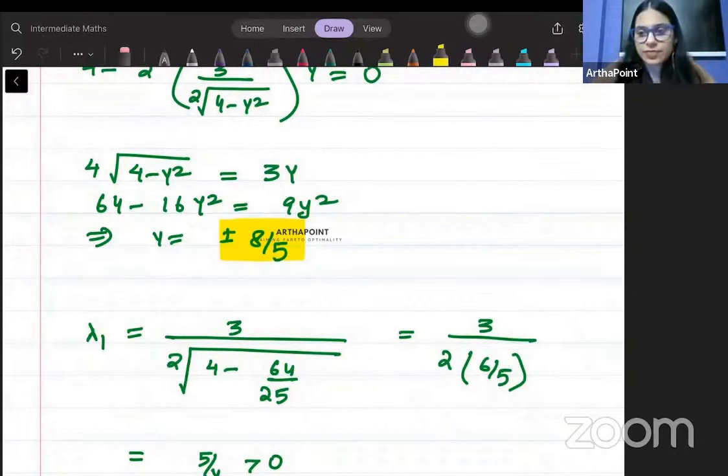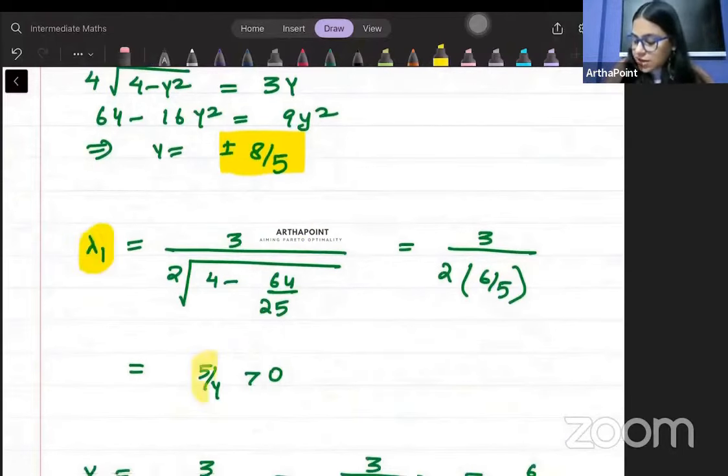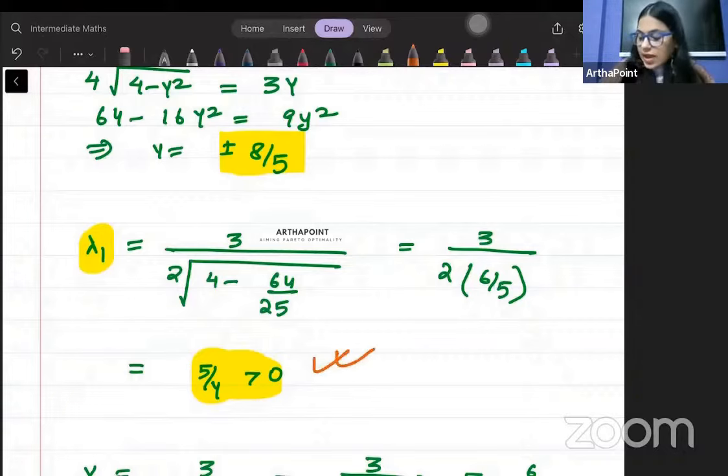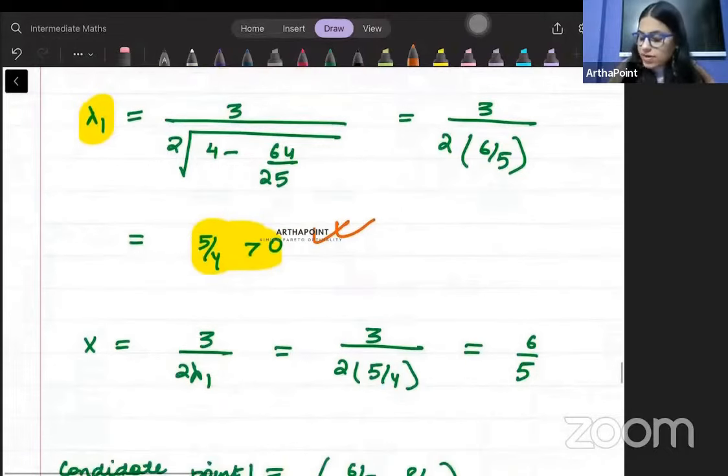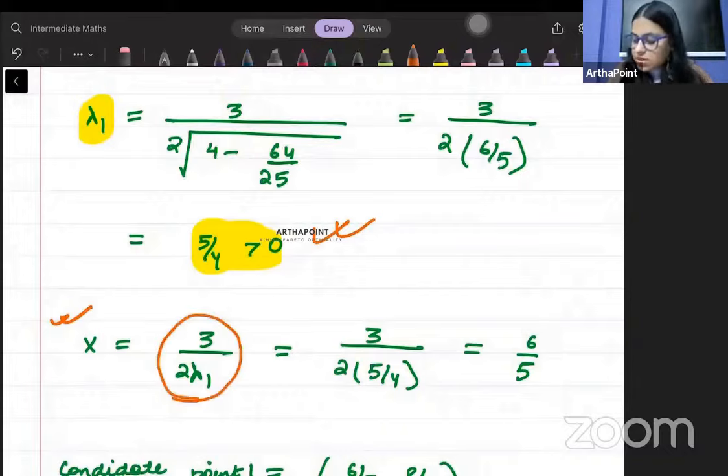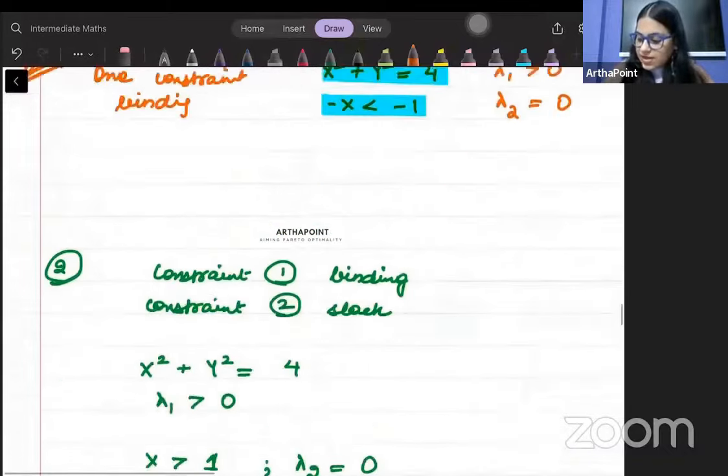Now you have got y. You can get back lambda 1 from here. So when you solve for lambda 1 using that equation, you will get 5/4. This is what we wanted. We wanted that lambda 1 should be positive. And we are getting lambda 1 to be positive, right? And we have got y as plus minus 8/5. So beta, what is x going to be? Using our constraint, x will be 3/2 lambda 1. यहीं से आपका x का value आ जाएगा.